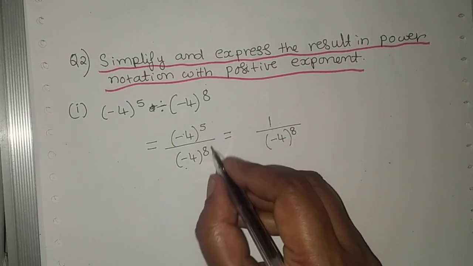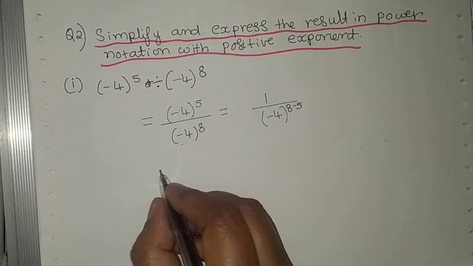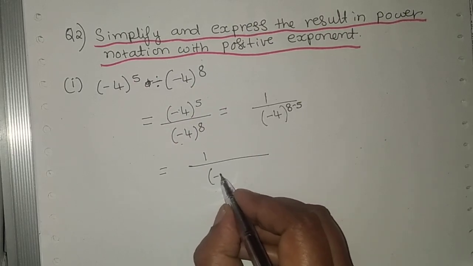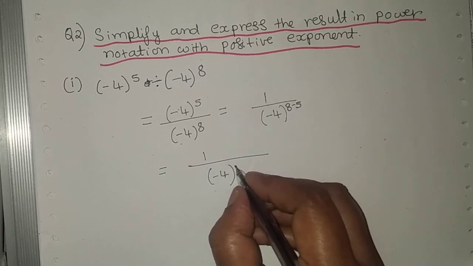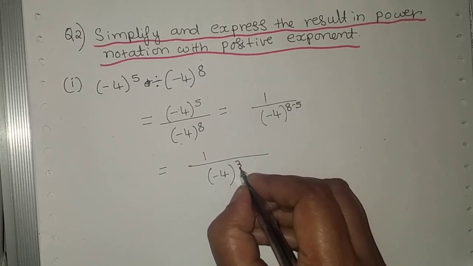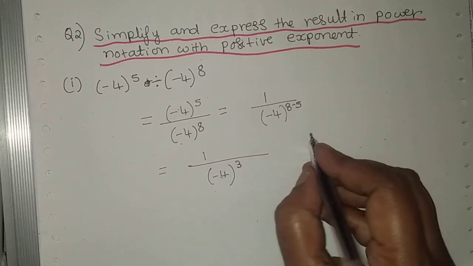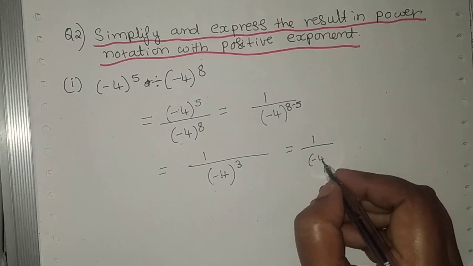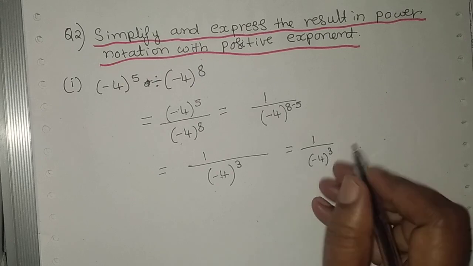Since this is plus here, this becomes minus here. So 8 minus 5 we are getting. Now next step is 1 by (-4), then 8 minus 5 will become 3. So (-4)^3, since this is minus, it remains as it is. So finally what we can write, the answer is 1 by (-4) to the power of cube.